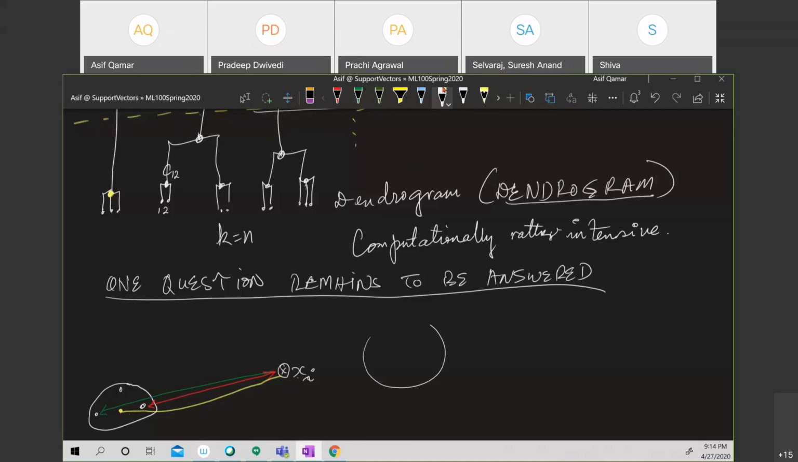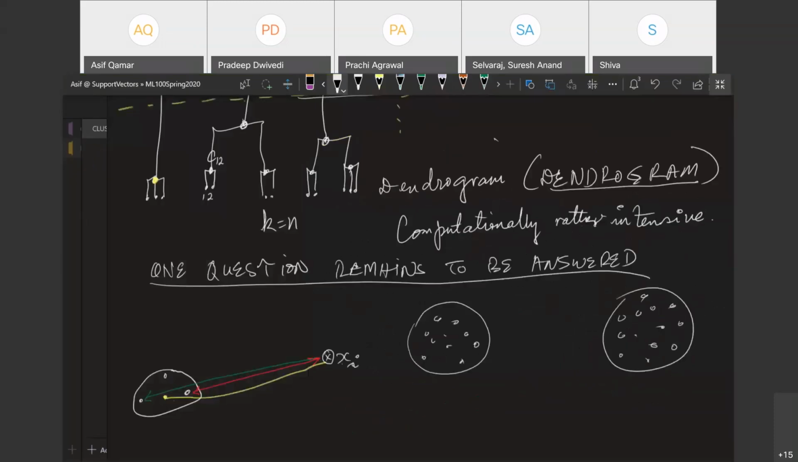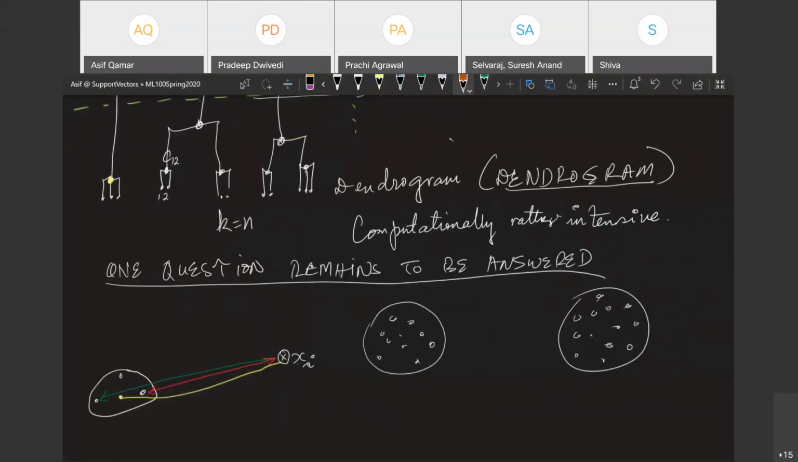Suppose I have 2 clusters like this, and I am merging them. I need to find the distance between clusters to do this agglomerative process. So what is the distance? Once again, the same reasoning applies. Is the distance the shortest distance? Is it the largest distance?